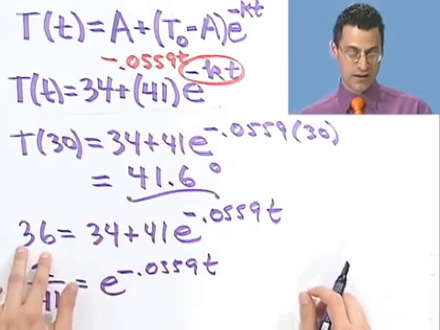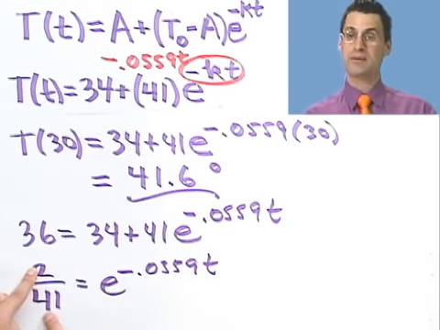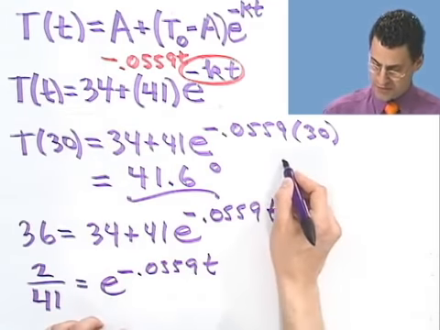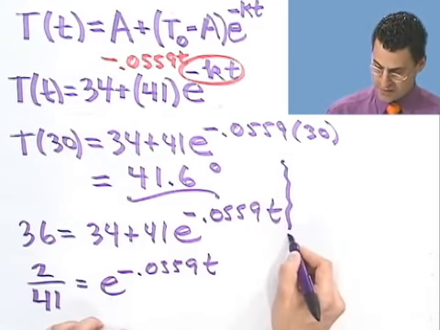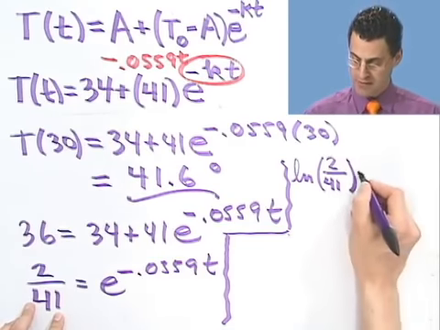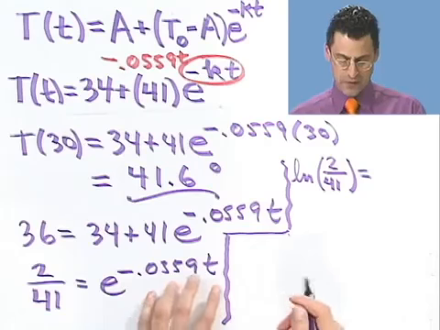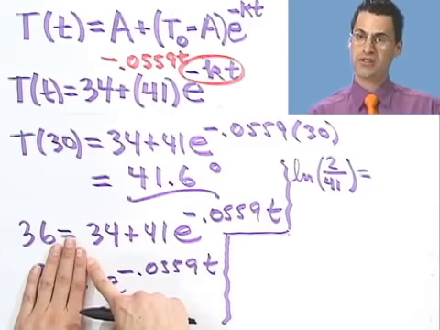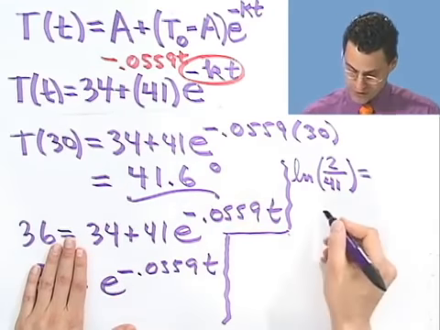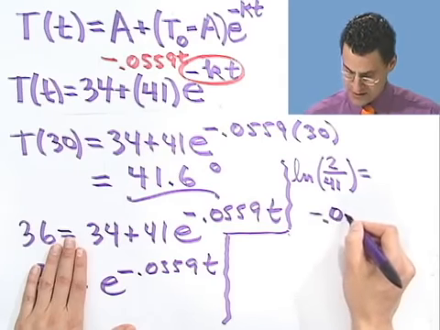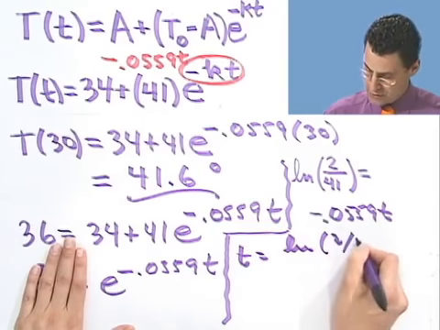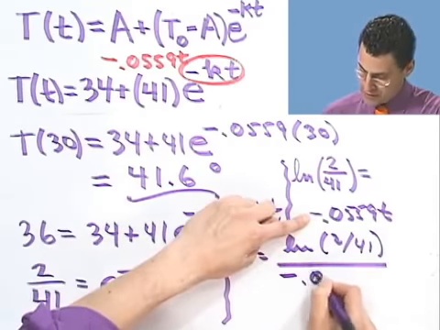So again, what did I do? I just subtracted 34 here. That gave me a 2. But then I also divided by the 41 to get me down here. If I take the natural log of both sides, what would I see? Well, the natural log of both sides would give me the following. Natural log of 2 over 41. And on the right, I would take the natural log. I'm going to do all this in one step. The natural log of all this, but that now comes down as a coefficient, and the natural log of e is 1. So in fact, repeating the steps that I did previously, I just see minus 0.0559t. So what's t? T equals natural log of 2 over 41, all divided by minus 0.0559.